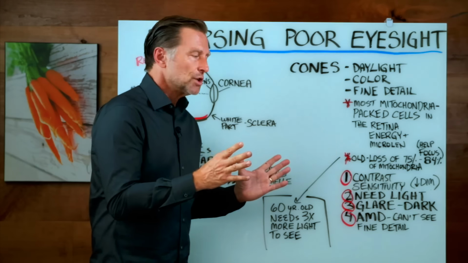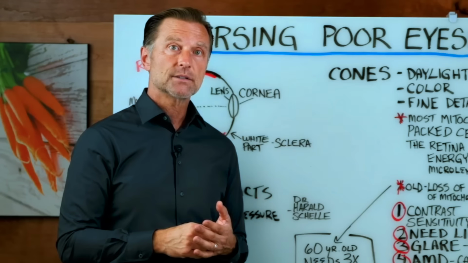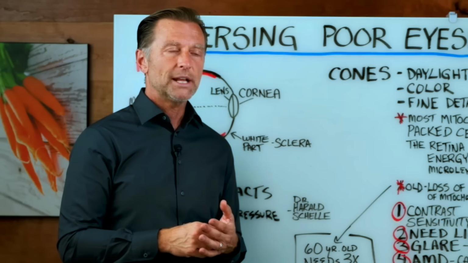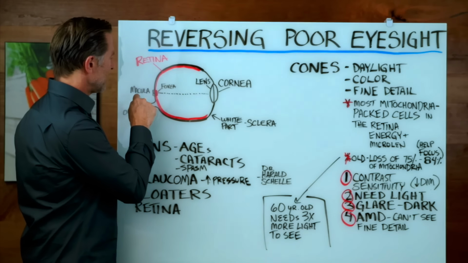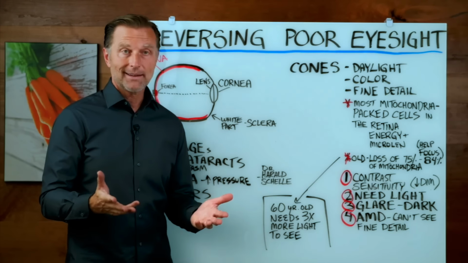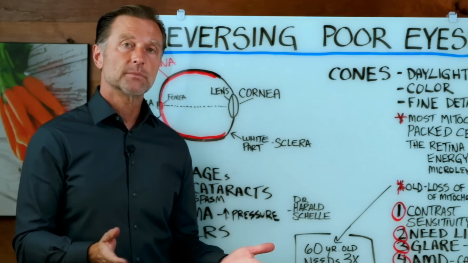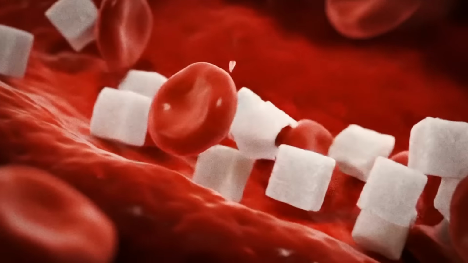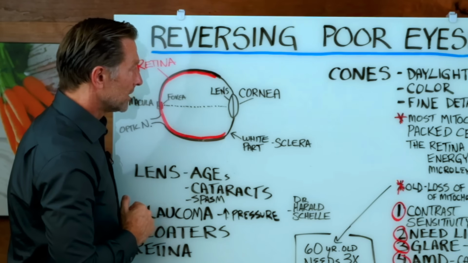Before we get into what to do, I just want to mention type 2 diabetes. The eyes are very susceptible to blood sugar problems. In fact, this is why a diabetic has problems with the retina. It's called retinopathy, which is a disease of the retina. And this is why one of the leading causes of blindness comes from diabetes, because of the high sugar going through the bloodstream, and that's what happens in the lens. And that's really what cataracts are.